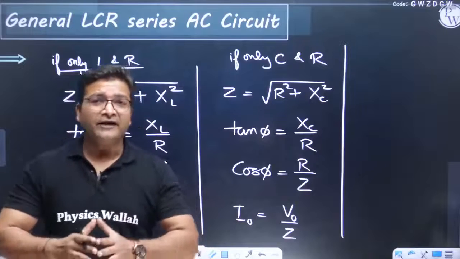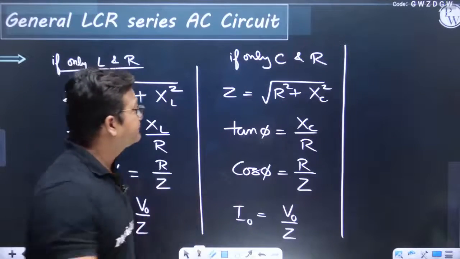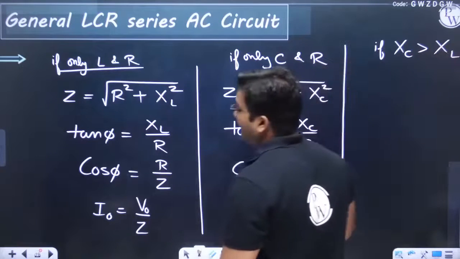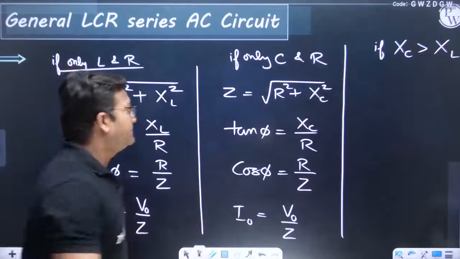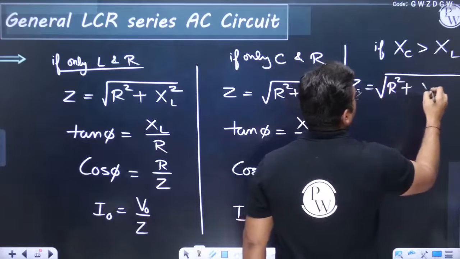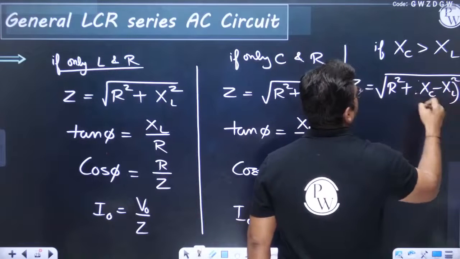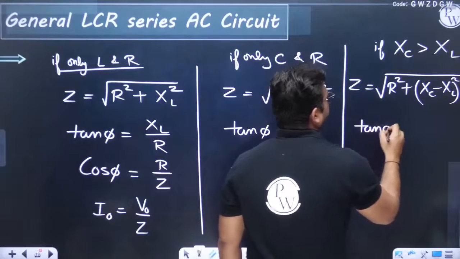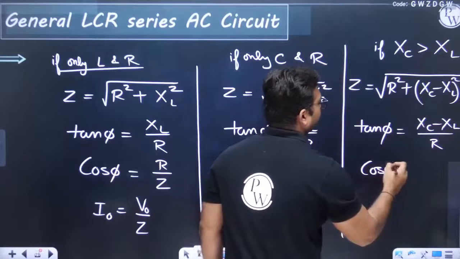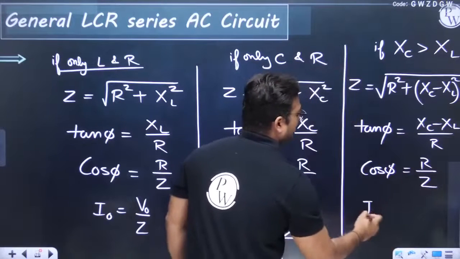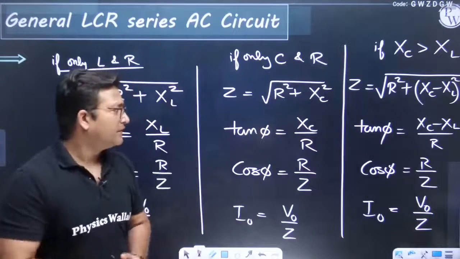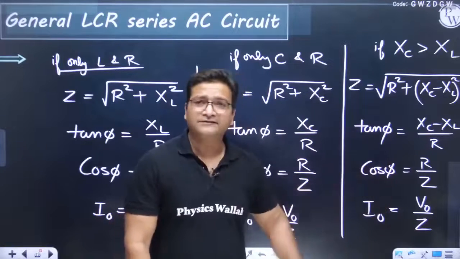If you see some circuit where the capacitive reactance is very large, if Xc is larger than XL, because in the first case we assumed XL to be larger than Xc, doesn't matter, the Z here would be square root of R square plus Xc minus XL square, and tan phi would be Xc minus XL by R, cos phi R by Z, and I naught V naught by Z. There is one thing you have to remember. From here we guess the value of phi.